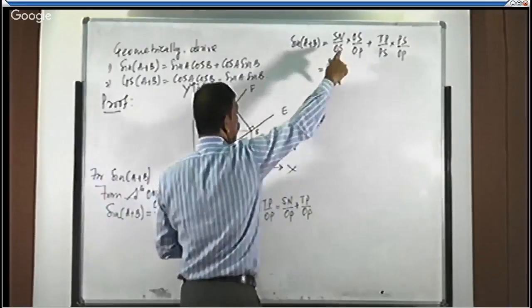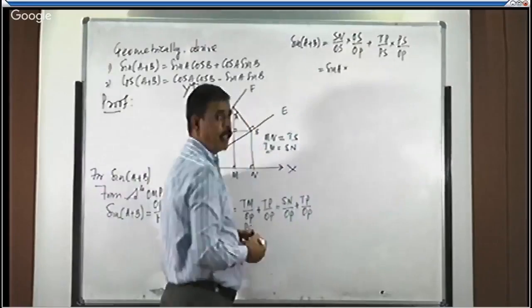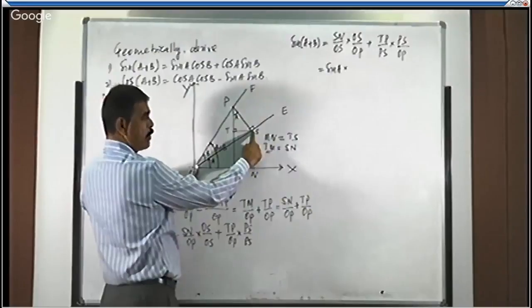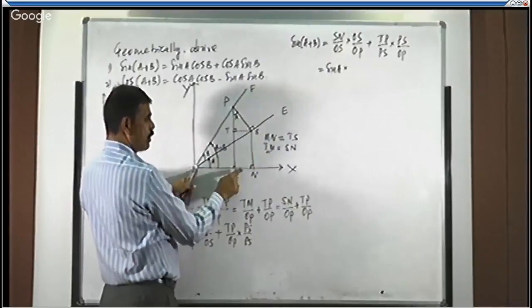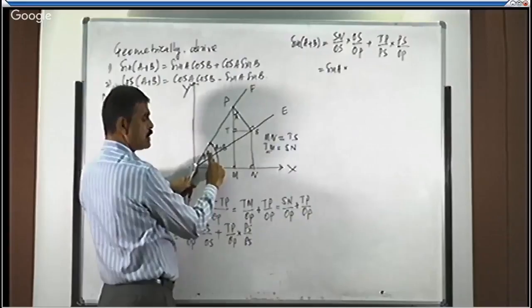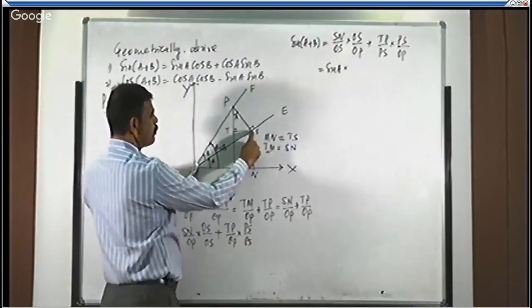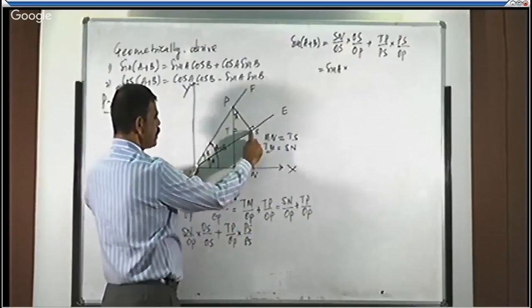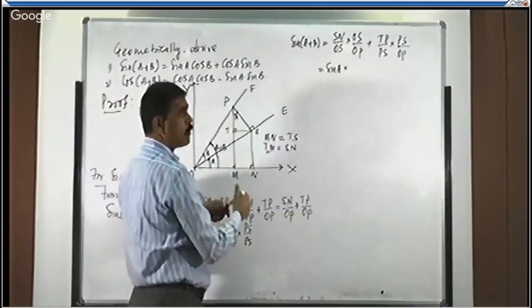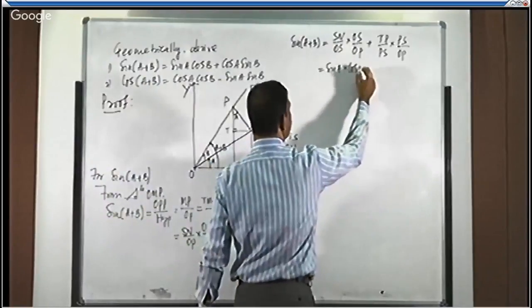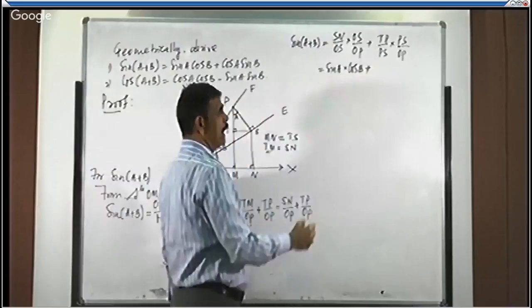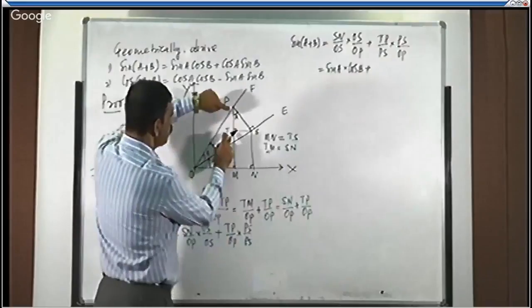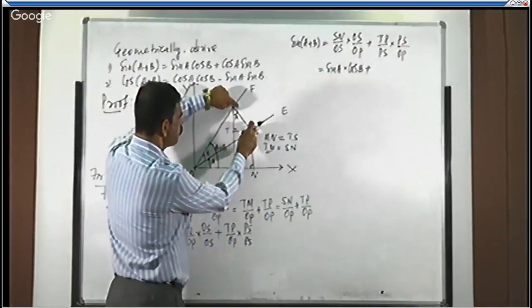See the next ratio. What is the next ratio? OS divided by OP. Which is OS? OS will be the hypotenuse side of A, or OS will be considered as the adjacent side of B, right? OS is the adjacent side of B, OP is the hypotenuse side of B. Adjacent side divided by hypotenuse side of B will be called what? Cos of angle, cos B, plus TP divided by PS. TP divided by PS. What is TP? This one, TP, and this is PS.